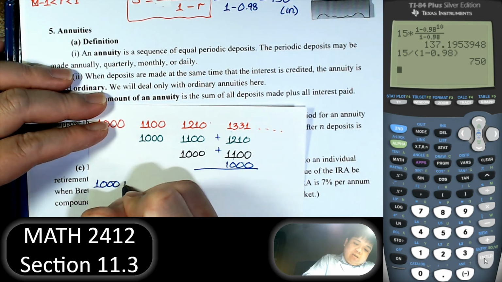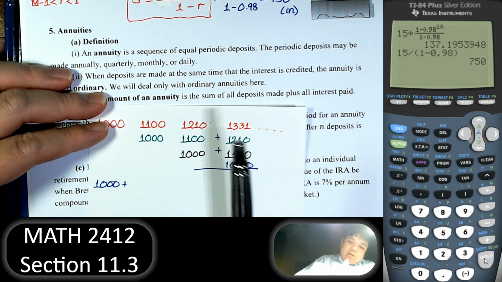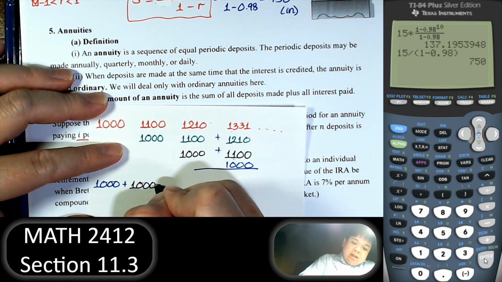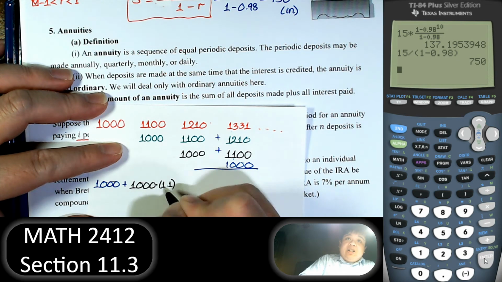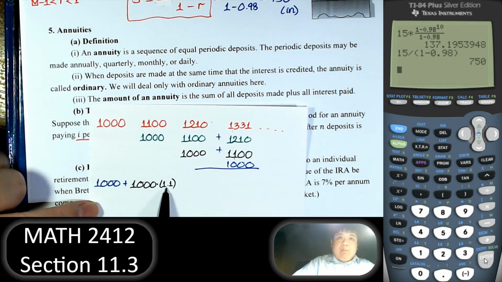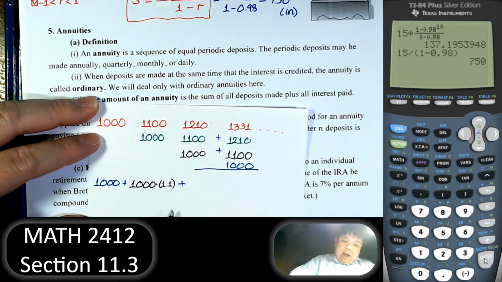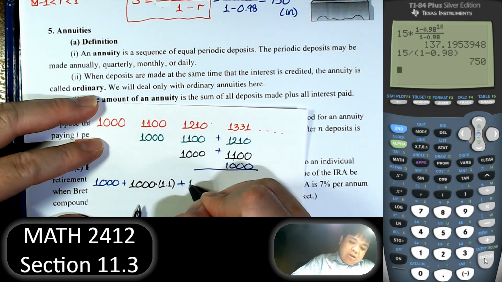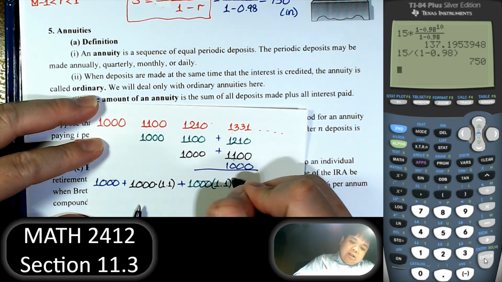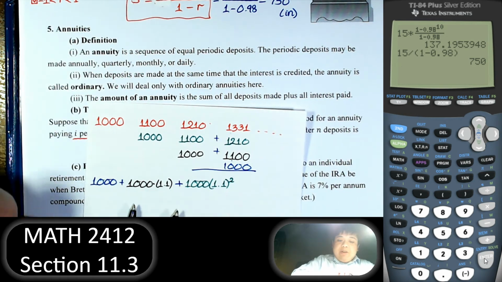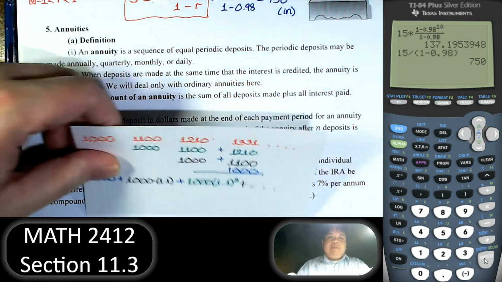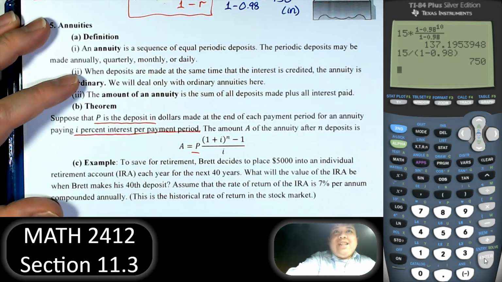1,000 is 1,000. That one is 1,000 times 1.1, because it earned 10% on the original 100%, so that is 1.1. And then that one is going to be 1,000 times 1.1 to the second. As you see, if this keeps going, this is the sum of a geometric sequence, and that formula is this.